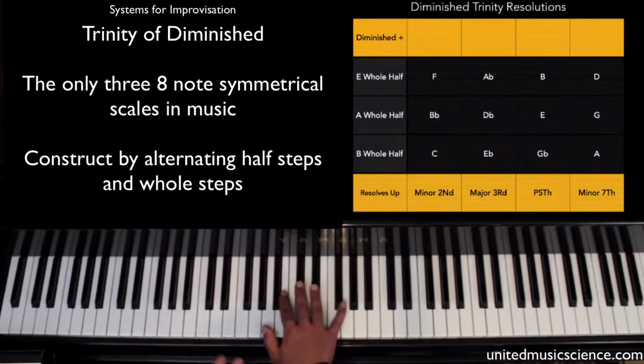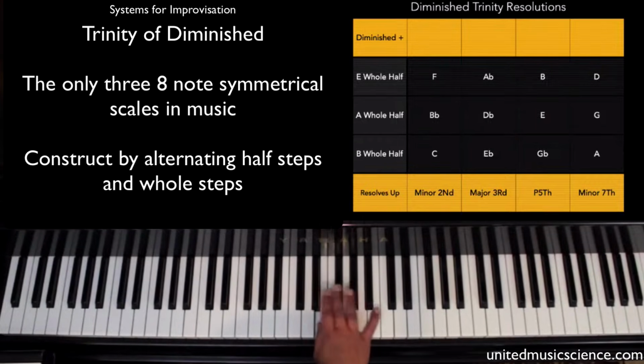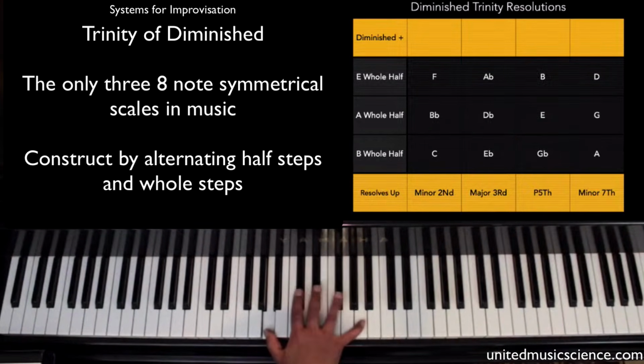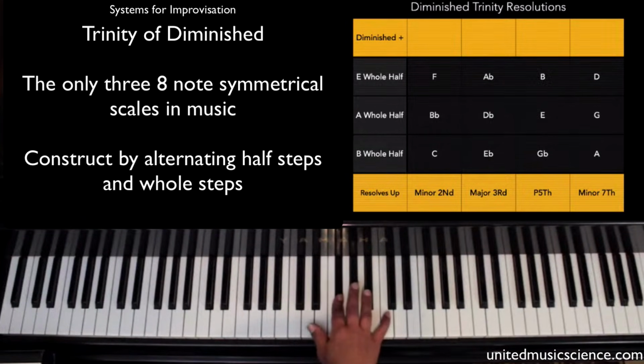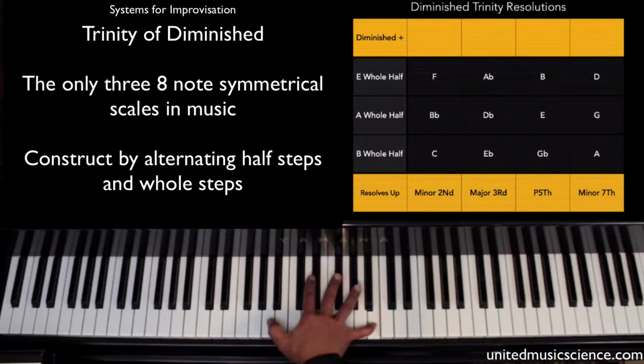Build your diminished scales by starting with a half step, whole step, half step, whole step, half step, a whole step, then a half step. All right, then you're at your octave. Or you could build your diminished scale starting with a whole step and then a half step. You have to just remember you have to alternate. See? So from any note you can build two.